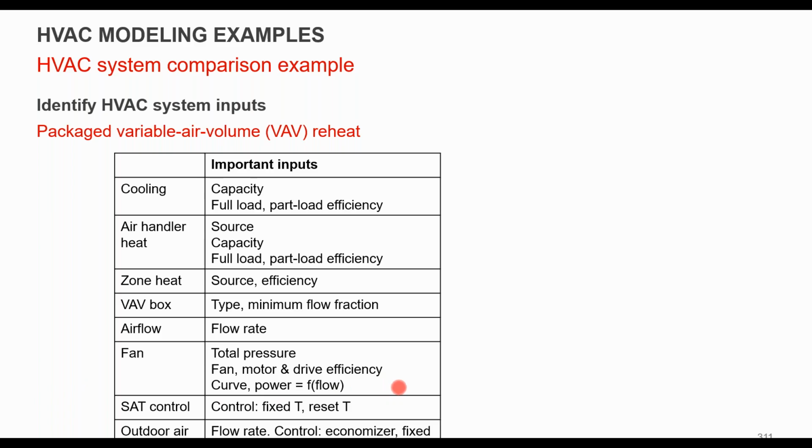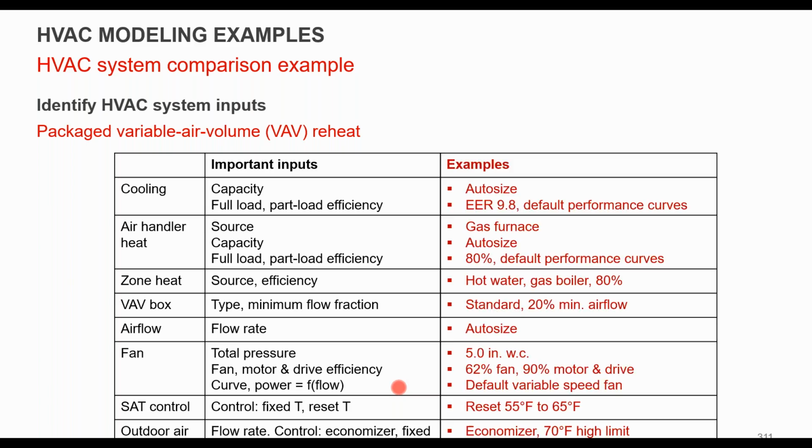And we're looking at a little more detail in the fan systems, where we need to understand the power consumption of the fan at different flow rates. So again, this might be examples of what you're putting in. Again, a lot of auto-sized. In this case, for that fan curve, you might be just using a default variable speed fan curve that comes out of the tool. You might be using the ASHRAE one.